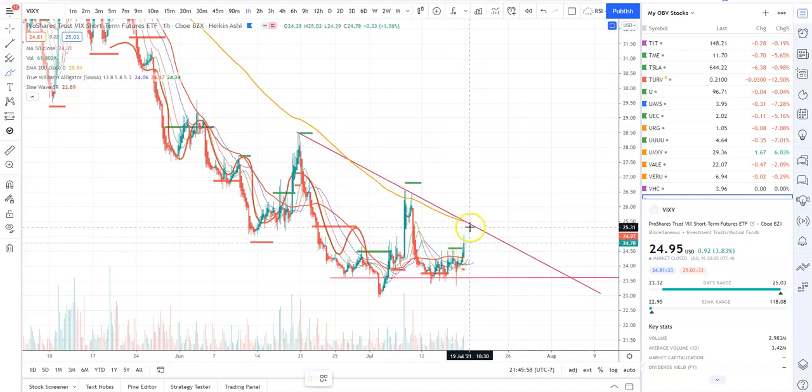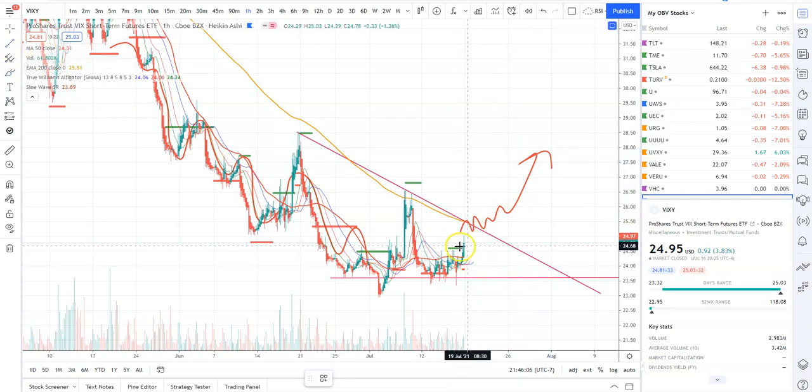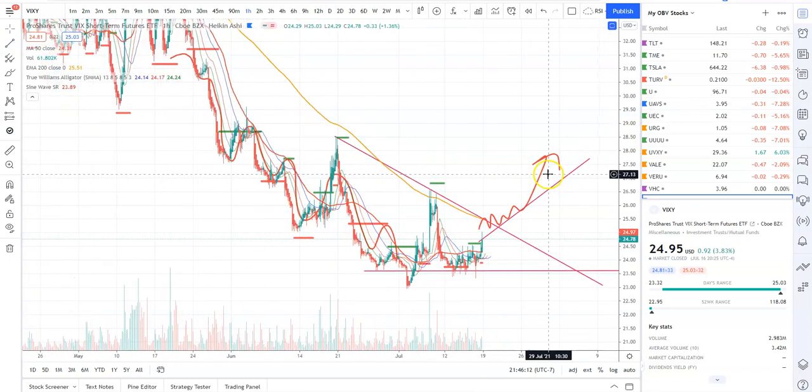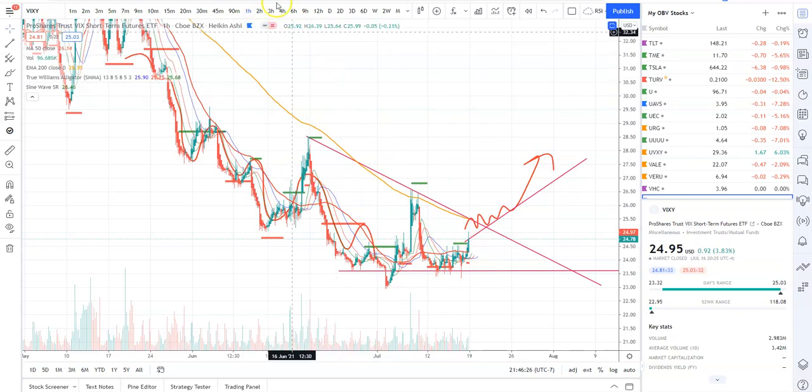A break of this line here with a back test and a series of higher lows would also be significant to me and signal a potential breakout in the volatility index. So that is the first interesting little tidbit we're looking at in the VIXY. And you compound this. Well, let's talk about that towards the end of the video. So that is the 1 hour I've got on our main trend chart.